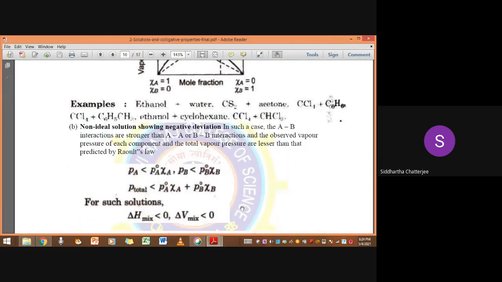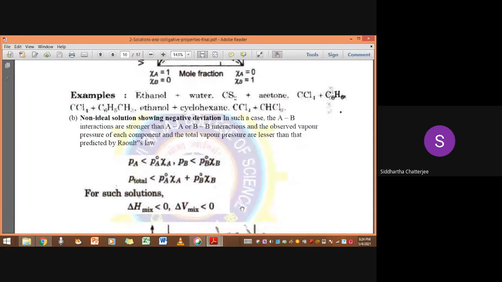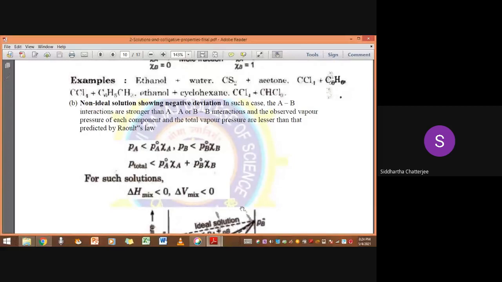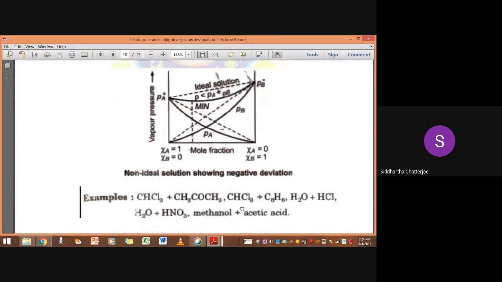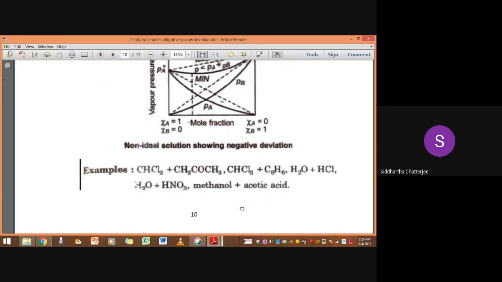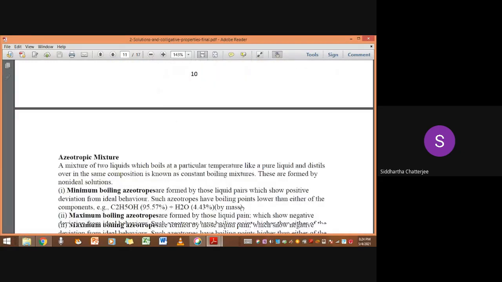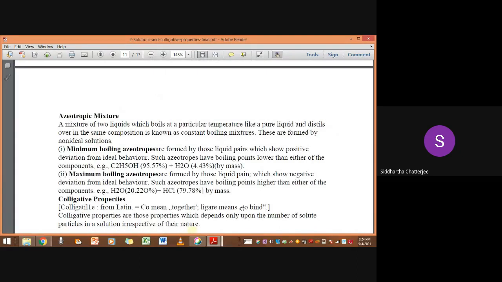Then another non-ideal solution shows negative deviation, where PA is less than PA0 XA and PB is less than PB0 XB. Here delta H mixing is less than 0 and delta V mixing is less than 0. Here you will find the maximum boiling point azeotrope, for example chloroform and acetone, chloroform and benzene. The azeotrope mixture, as we have already said, I would like to explain further, since earlier I explained it only to some extent.